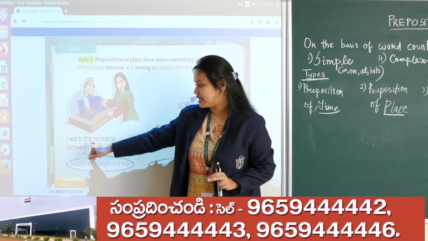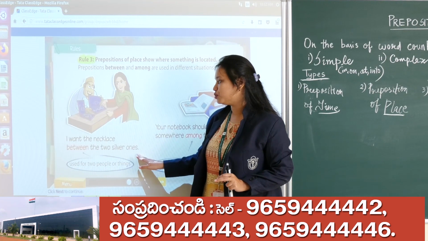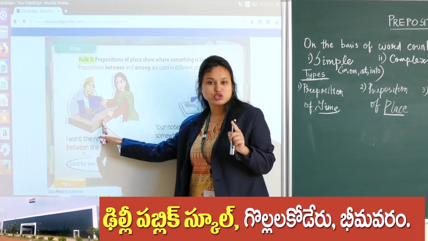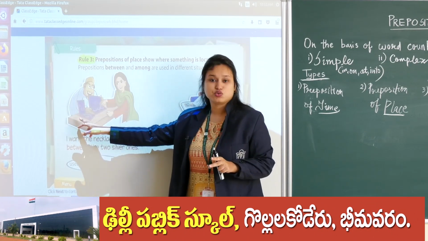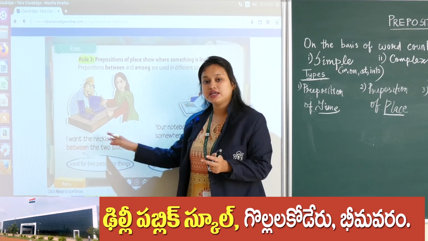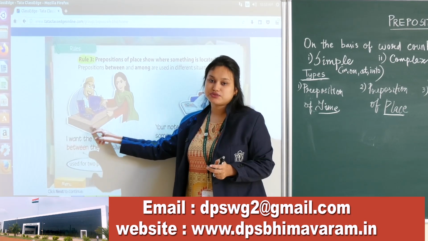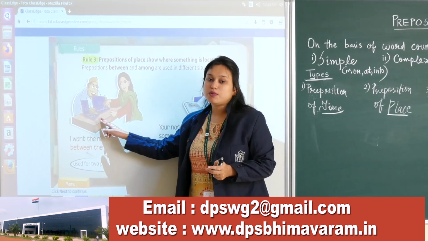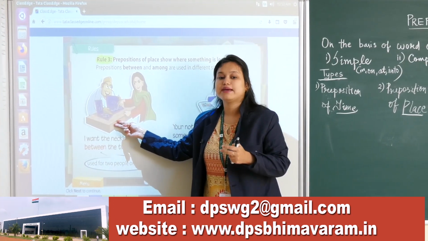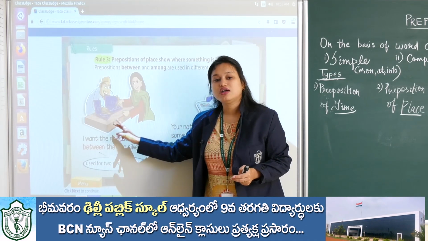But when I am saying I want the necklace between the two silver ones, so one lady has gone to a jewelry shop. This is the jeweler, he is showing some pieces. How many pieces are you showing? Only two boxes are there, right? So this lady has to choose between these two boxes. I am not saying among two boxes, I am saying between two boxes, because only two are there.